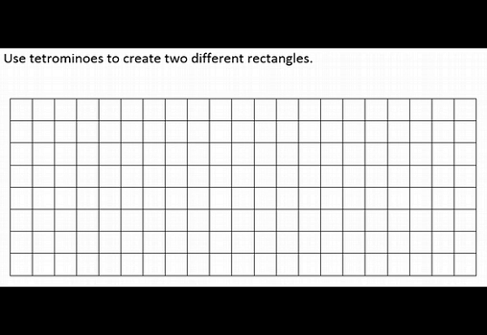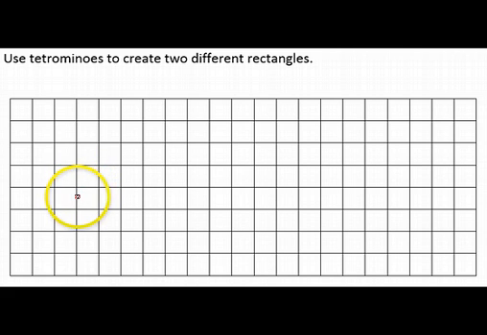The first question says to use the tetrominoes to create 2 different rectangles. So a rectangle is a 4-sided figure with right angles. In order to do this, the students would cut out tetrominoes and arrange them on the grid until they form a rectangle. The key here is that they can cut out multiple copies of each type of tetromino, so you can use some of the shapes more than once.